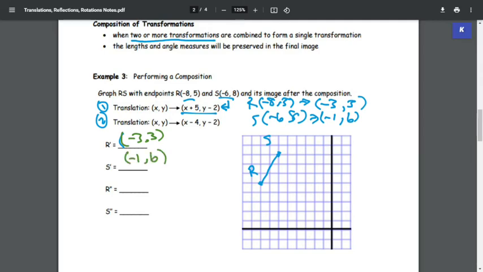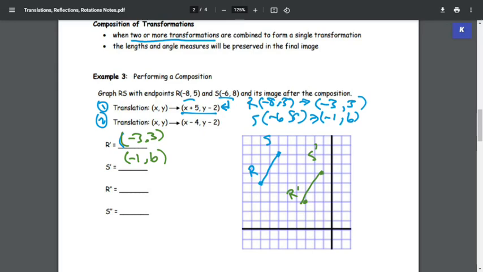So now let's go and graph this. So I got -3, 3. That's going to be right there. That is going to be my R prime. And then S prime is over here at -1 up to 6. So again, if we look at it, I went over to the right 5, x plus 5, then dropped down 2 with my y. So this is where things can get a little complicated.